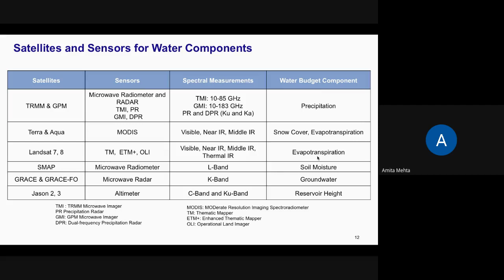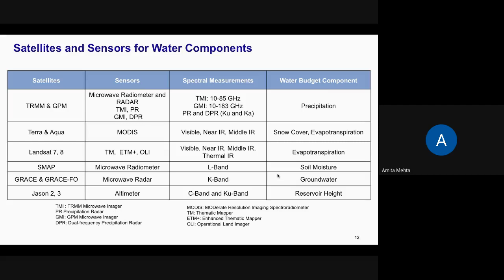It can be used for evapotranspiration primarily when you talk about water, but it's also used heavily for land management and observing vegetation and land cover, etc. SMAP is a microwave radiometer, an L-band radiometer, and measures soil moisture. GRACE has a microwave radar, K-band radar.